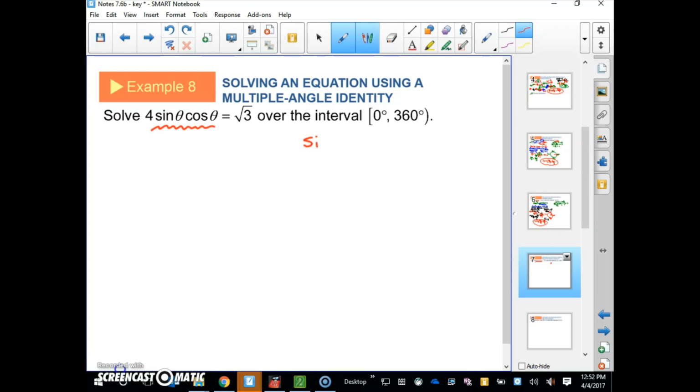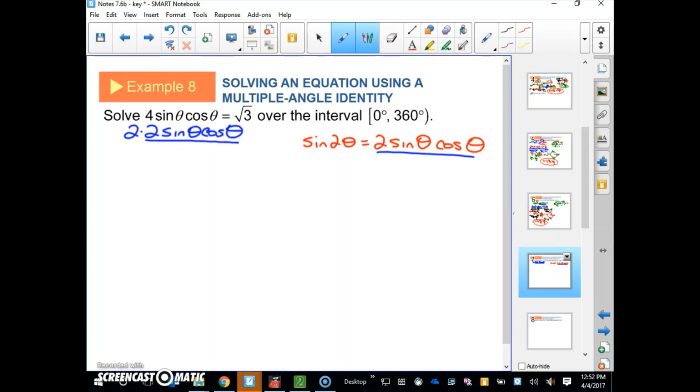If you notice, there's one that says sine 2 theta equals 2 sine theta cosine theta. That's very close to what I have, but not quite exactly, so I have to do a little math trick to make this work. I know that 4 is equal to 2 times 2. If I change 4 into 2 times 2 and bring everything else down, then I see it. I can see the right side of that double angle sine identity right there.